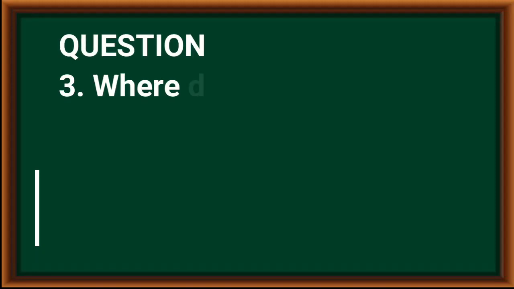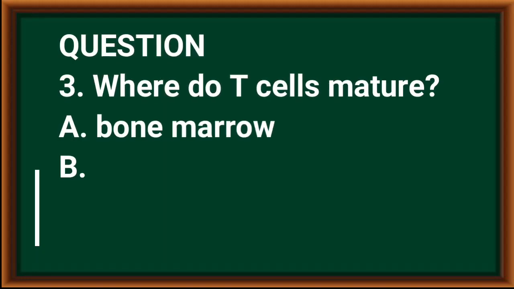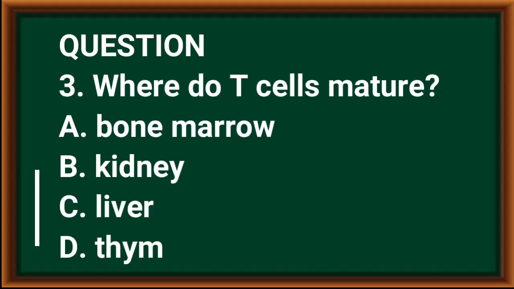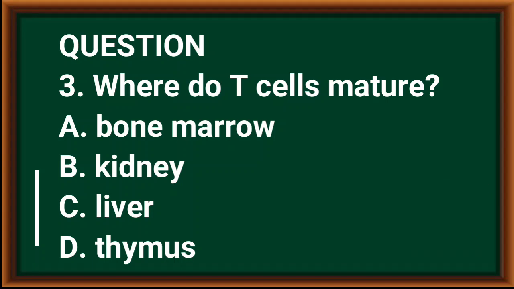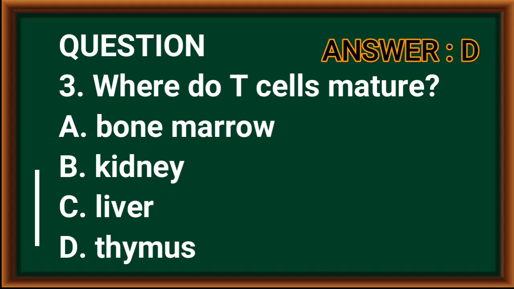Question number 3. Where do T cells mature? A. Bone marrow, B. Kidney, C. Liver, D. Thymus. Time is up, and the correct answer is letter D, thymus. Because T cells migrate from the bone marrow to the thymus. It is a small gland located in the neck. Congratulations for accomplishing this activity.